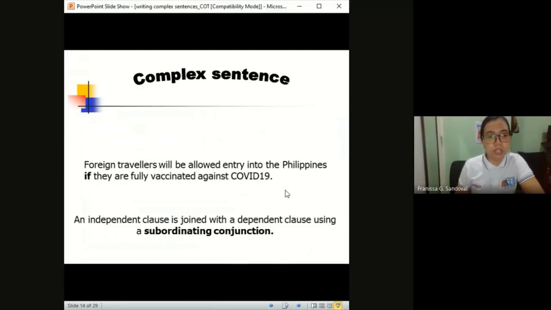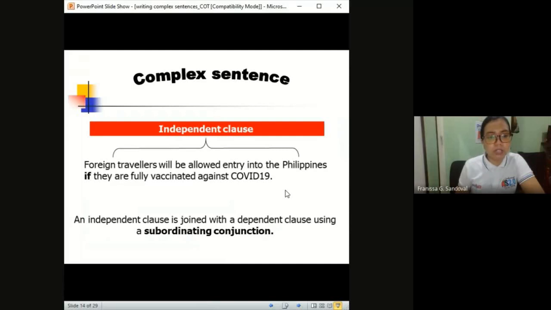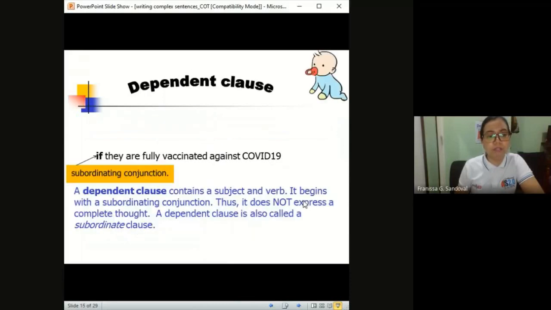Now, in the complex sentence, the independent clause is joined with a dependent clause using a subordinating conjunction. So where is the subordinating conjunction in this sentence? So here, the word if. Okay? If they are fully vaccinated against COVID-19, the subordinating conjunction is if.